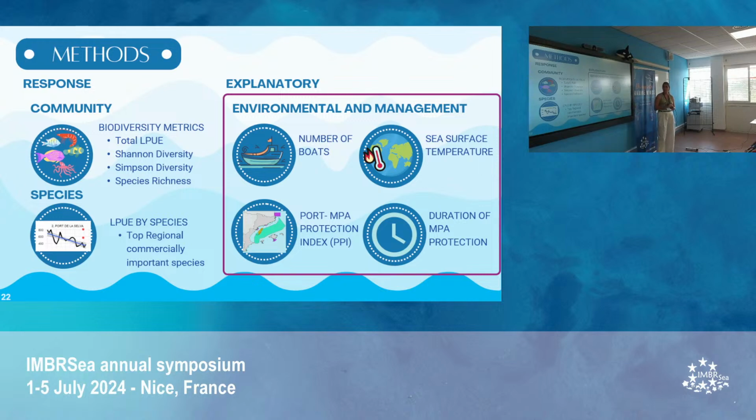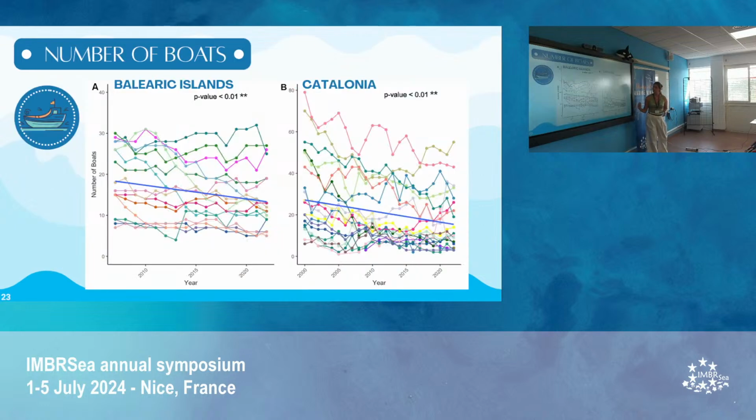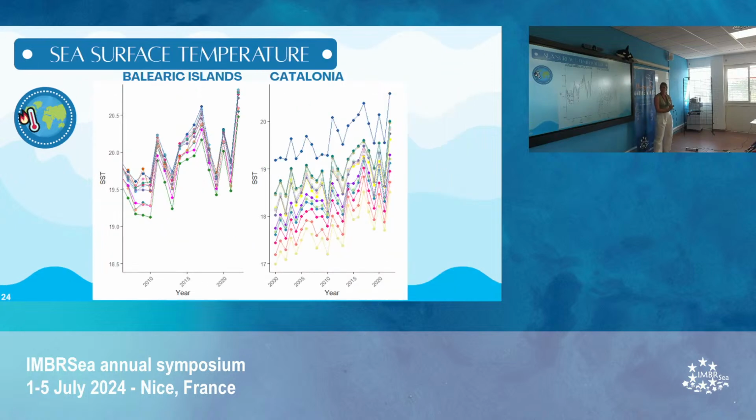And lastly, I would like to talk briefly about my explanatory variables. So we have number of boats, sea surface temperature, the protection level of each port, and the duration of the MPA. Like I mentioned before, in the Mediterranean the fleet of small-scale fisheries is decreasing, and we saw that trend reflected in our data. I also saw the trend of sea surface temperature increasing, which was expected.